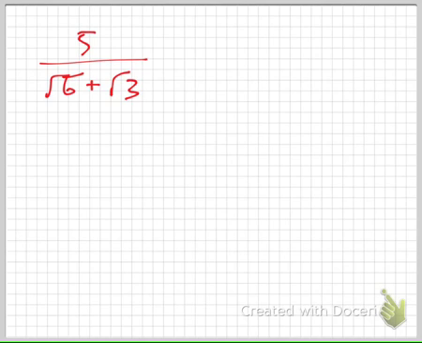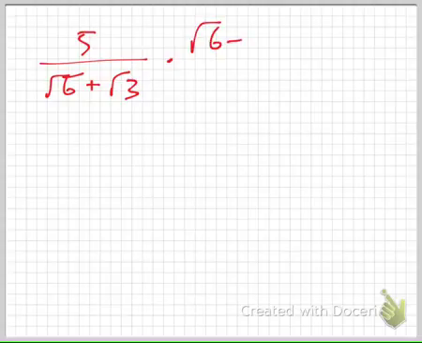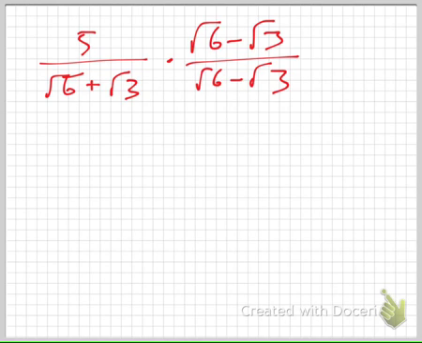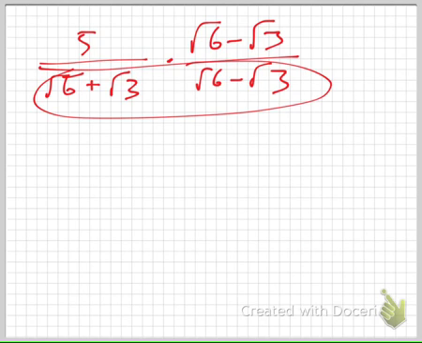I still can't have the denominator have any square roots. So what am I going to multiply by? 1 in the form of its conjugate. Square root of 6 minus the square root of 3 over square root of 6 minus the square root of 3. Do I need to FOIL this or do we know what to do? What's the numerator going to be?